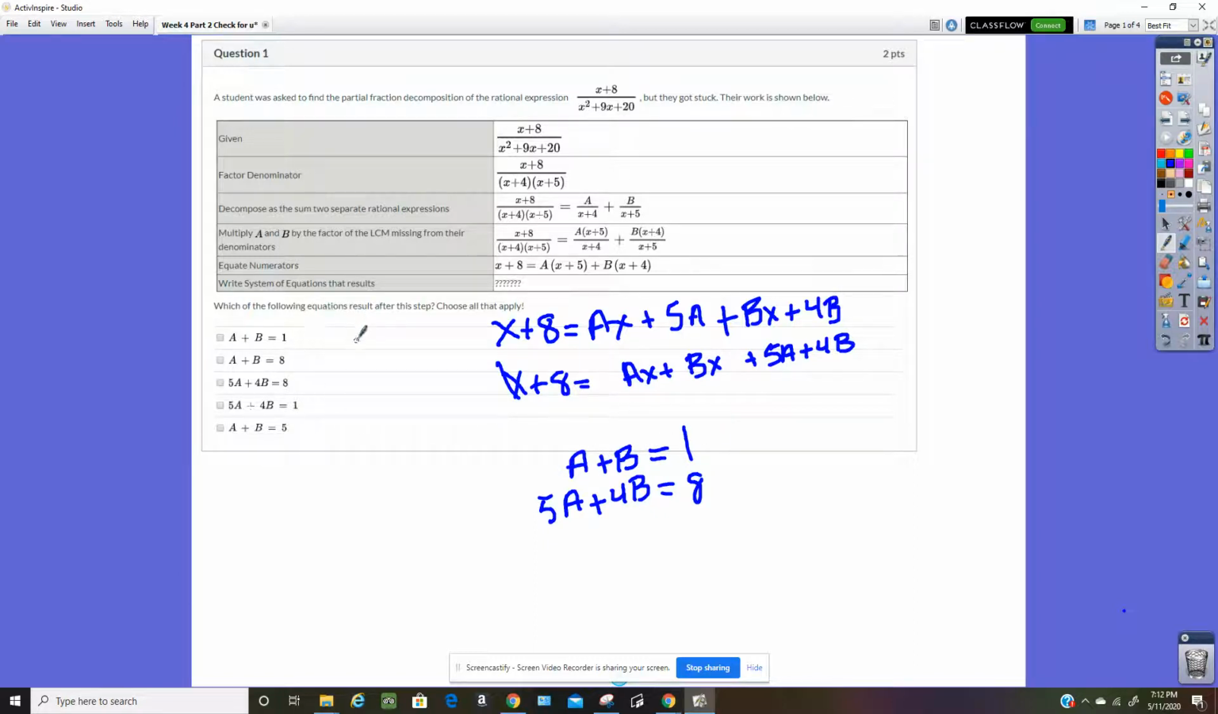I'm going to pick two of these. I'm going to pick this one here and this one.